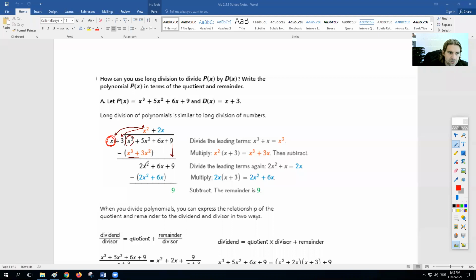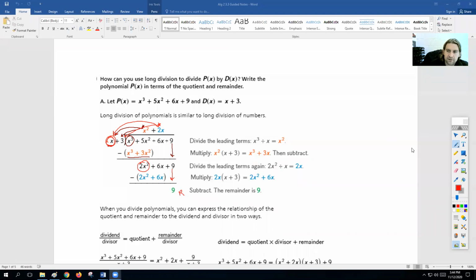There's my tools. 2x squared. Well, to change x to 2x squared, I need to multiply it by a 2x. So we'll distribute that again. All right, so we'd get 2x squared plus 6x. We subtract, bring down what's left over, and we just have a 9. Is there anything I can multiply x by to turn into 9? No. So this is our remainder.